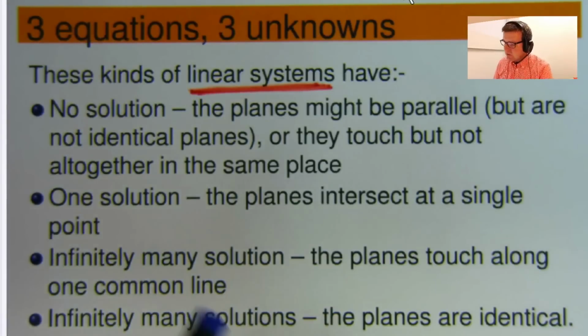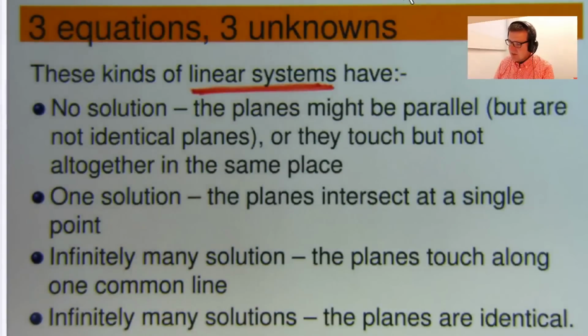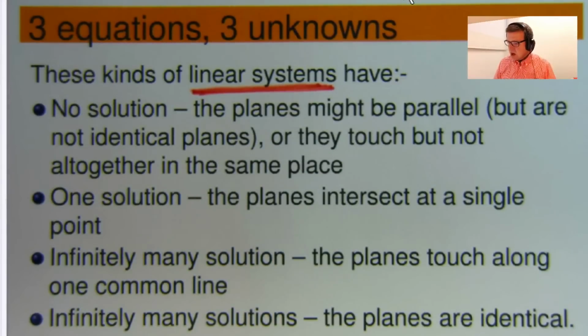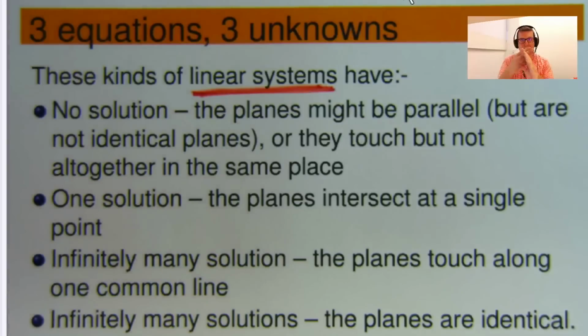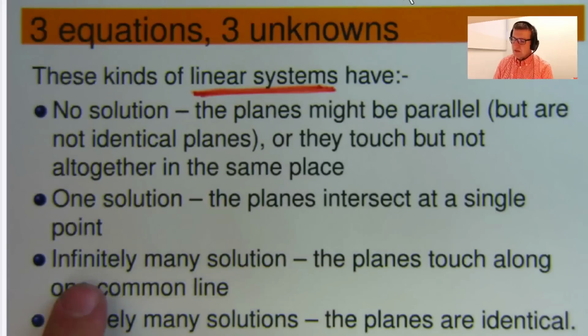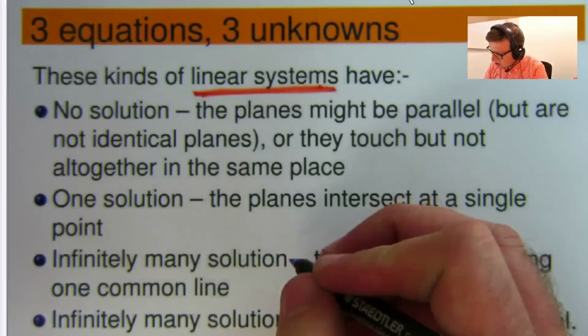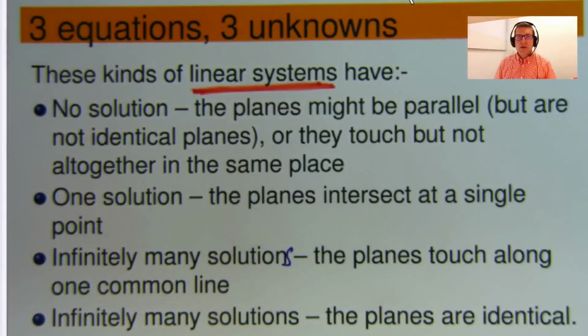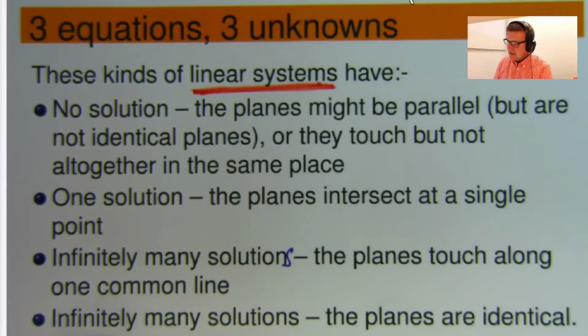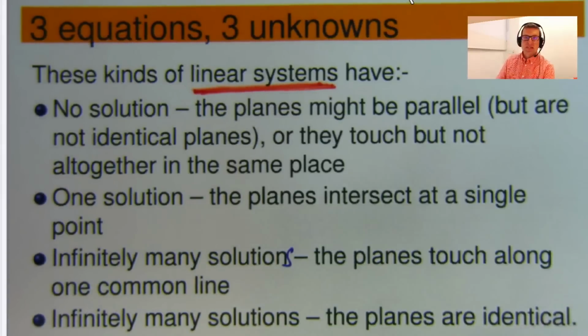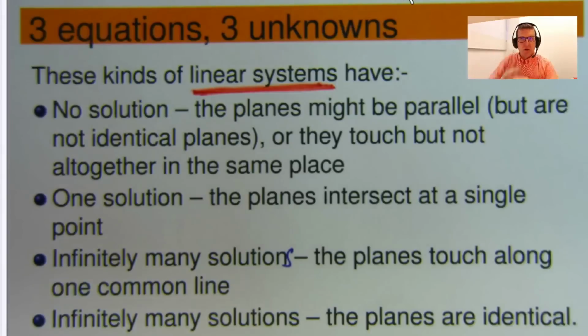Okay, first of all, there's no solution where the planes might be parallel, but they're not identical planes, or they don't touch in the same spot. There's one solution where 3 planes can align at a unique point, or there's infinitely many solutions where the planes touch jointly along a common line. And the fourth situation is where there's infinitely many solutions, but the planes are identical. The 3 planes are just lying on top of each other.